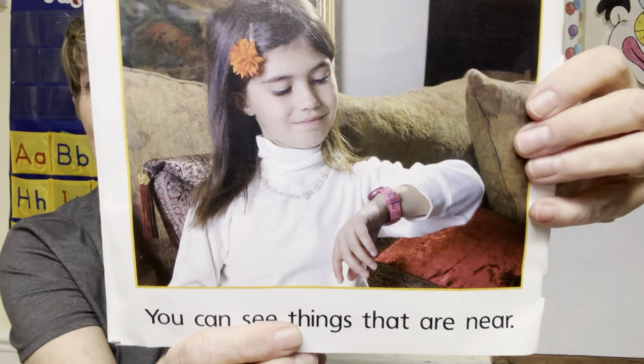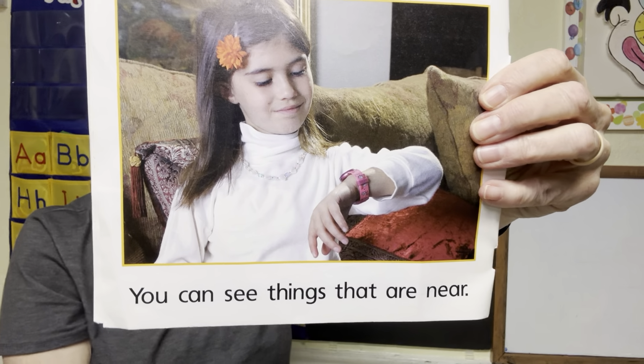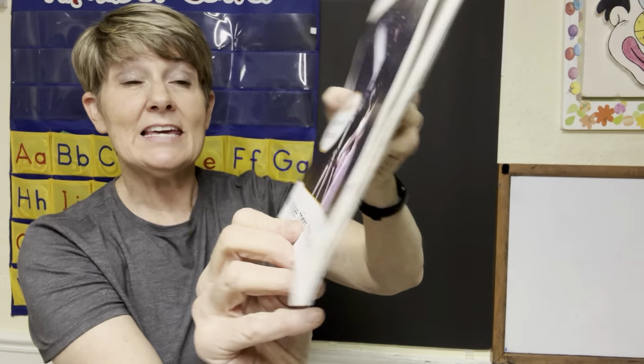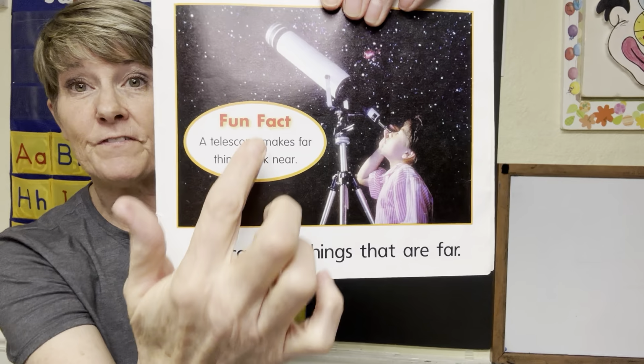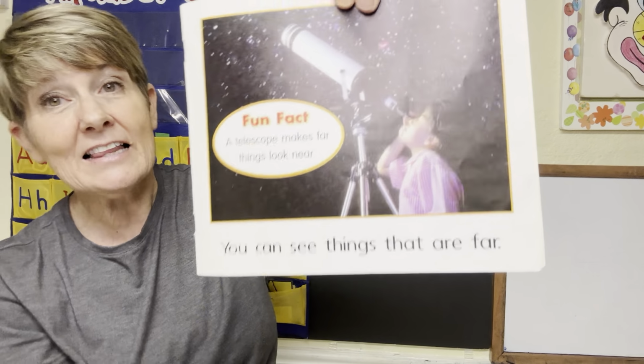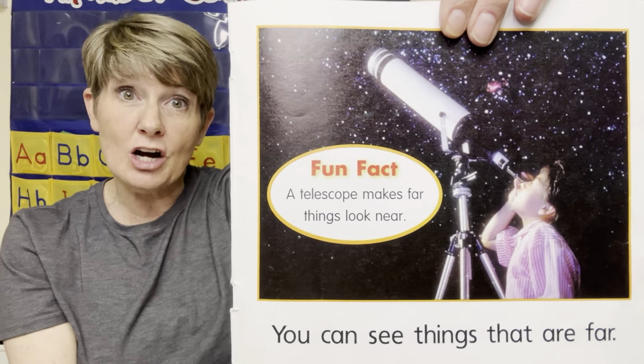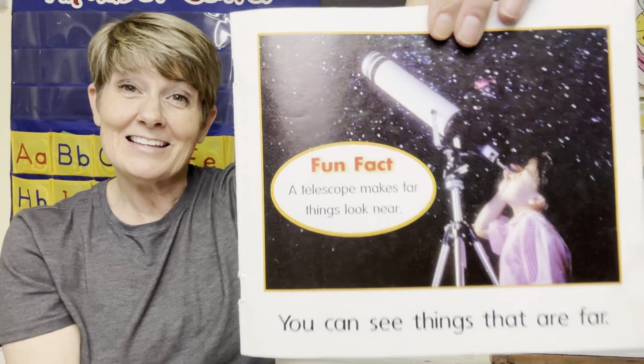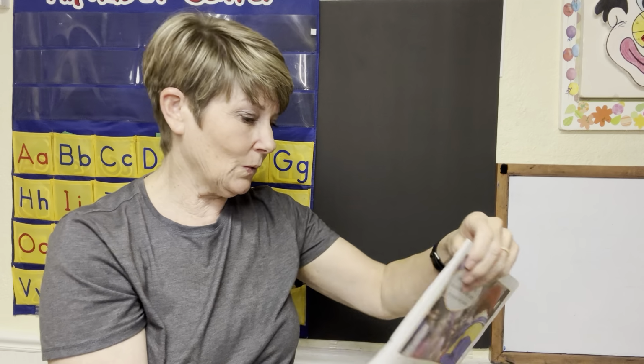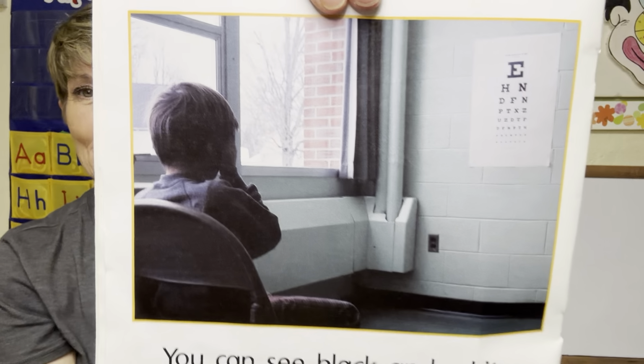You see things that are near. Can you see that watch? You can see things that are far. And here's another fun fact. A telescope can make even the stars seem bigger. That's kind of cool. Have you looked in a telescope before? They're really cool.